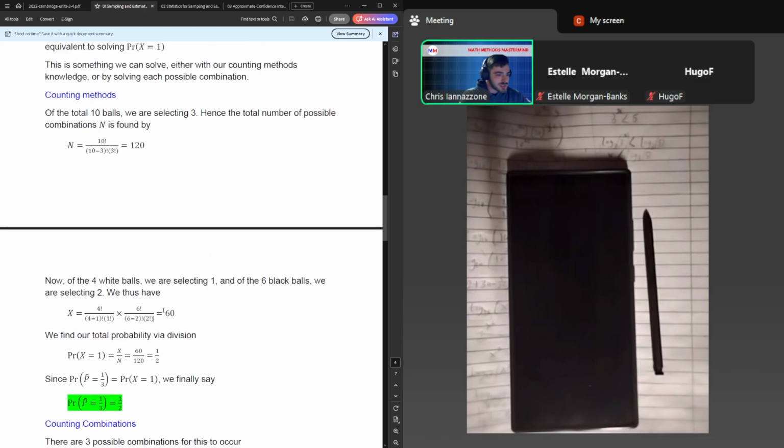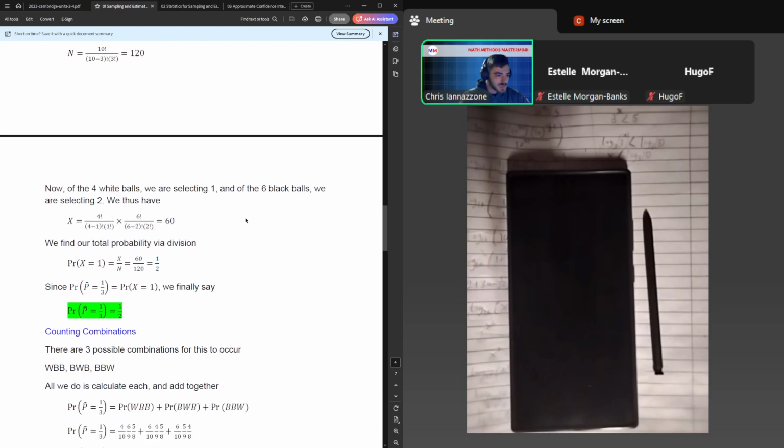So final probability, here's the number of desirable outcomes, here's the number of actual possible outcomes. Final answer, a half. You just divide the 2. Desirable divided by total. And since these things are identical, you can therefore say that the probability of getting p hat equals a third is also going to be the same thing as getting x equals 1.